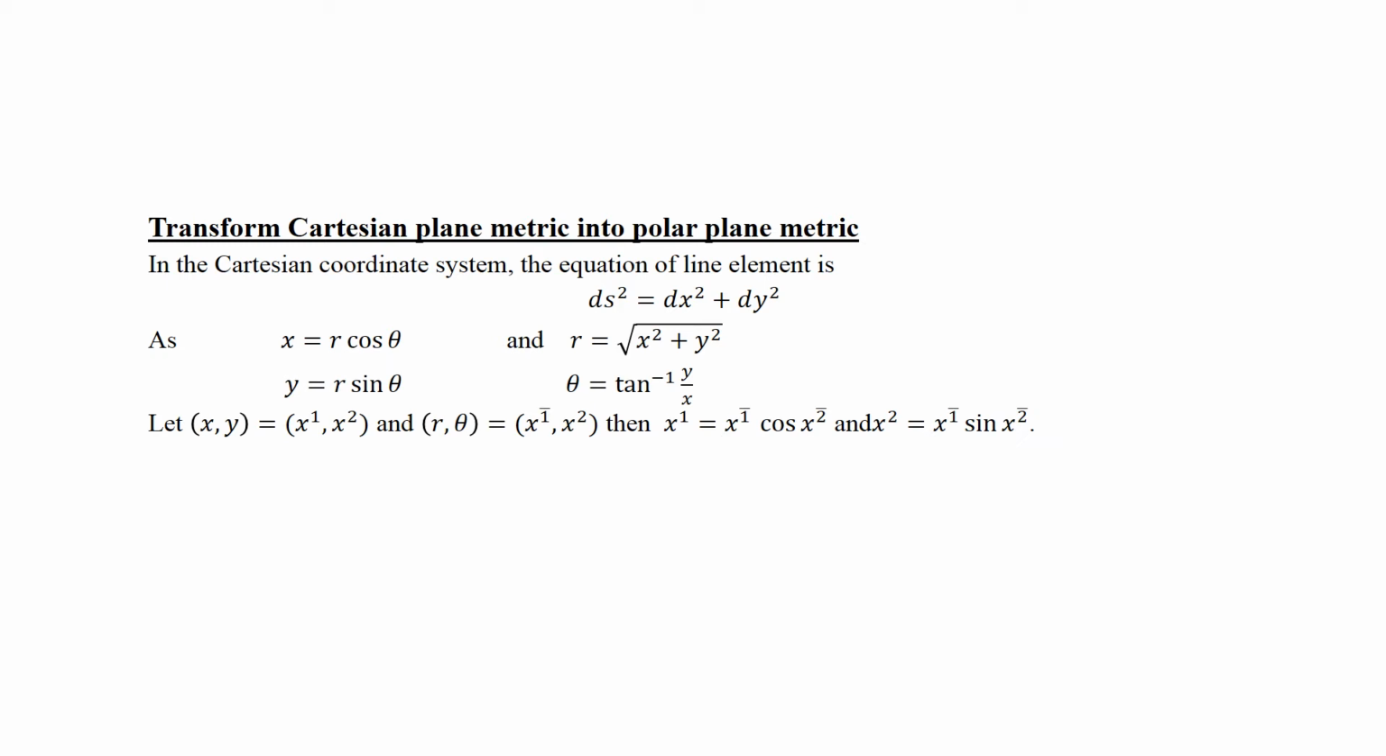In the Cartesian coordinate system we have the line element ds square is equal to dx square plus dy square, where x is equal to r cos theta, y is equal to r sin theta, and in inverse form, as we wrote in previous slides, r is equal to the square root of x square plus y square, theta is equal to tan inverse y over x. Let us shift x and y into x1, x2, and r, theta into x1 bar, x2 bar. Then x is equal to r cos theta is replaced as x1 is equal to x1 bar cos x2 bar, and x2 is equal to x1 bar sin x2 bar.